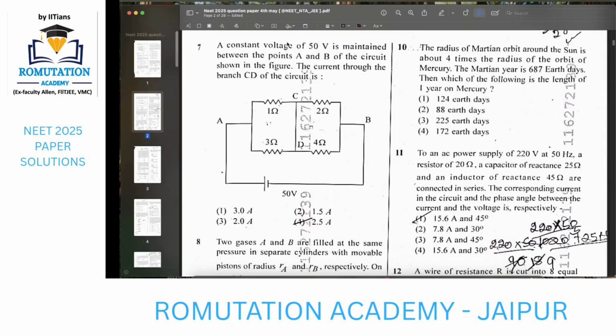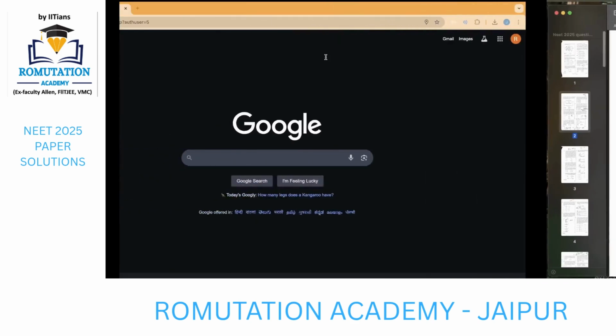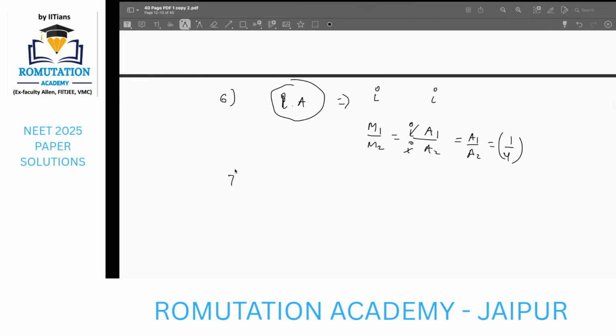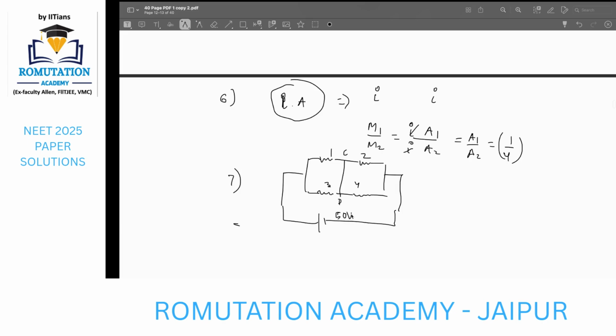A constant voltage of 50 volt is maintained between A and B. The current through the branch CD will be what? In this case 1, 2, 3, 4 are arranged and 50 is what we are supposed to give. Let me draw the diagram again here. I know this resistance is 1, the next one is 2, this one is 3, and this one is 4, right? We are supposed to give the answer for this branch, and the voltage applied across all these resistors overall is 50 volt.